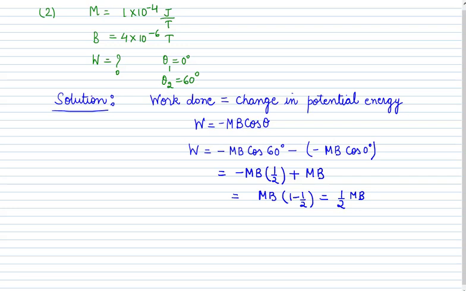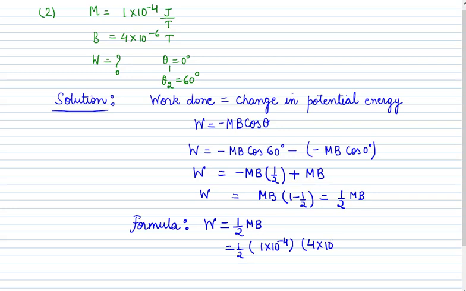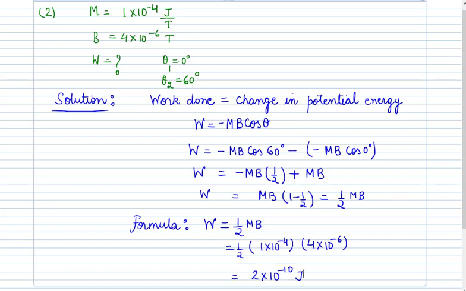So that is the formula we get for the work done. Using the change in potential energy, the formula derived by us is that the work done is equal to half mB. The value of m is given to us, the value of B is given to us, so simply substitute the values. The value of m is 1 into 10 to the power minus 4 joule per Tesla, and the value of B is 4 into 10 to the power minus 6 Tesla. So this will be equal to 2 into 10 to the power minus 10 joule. That is the answer. So this numerical is now done.